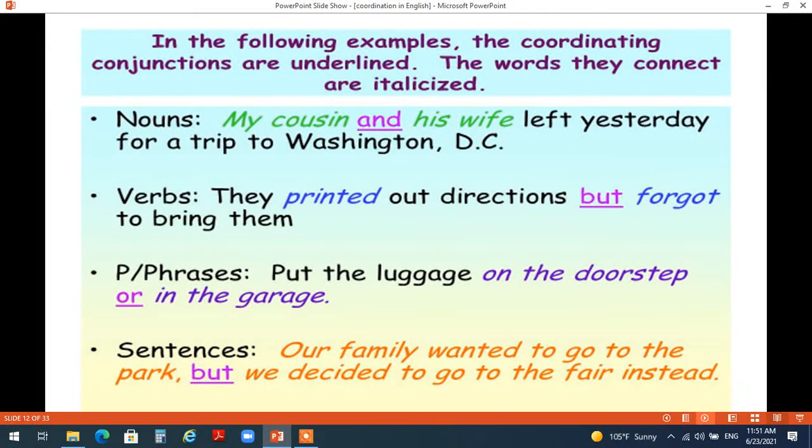Or even we can use coordinators to link between sentences. Our family wanted to go to the park, but we decided to go to the fair instead. Here we have two simple or separate sentences which have been linked by using the coordinator but, so we have syndetic coordination because the coordinator is present.